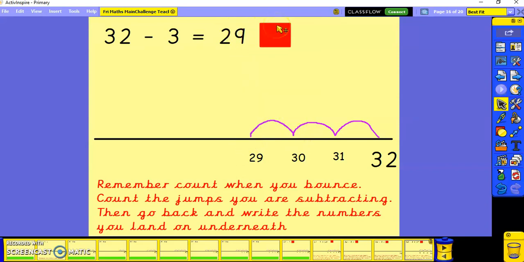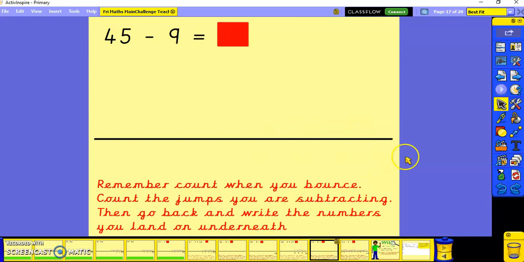Now the next question that I'm going to ask you to do, I'm going to read out to you, remind you what to do, and then pause so that you can work out the answer for me. So this time, 45 take away 9.